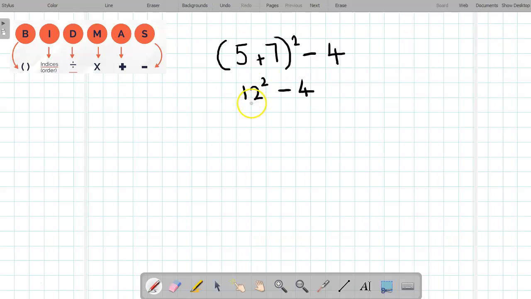Okay, 12 squared, 12 times 12, 144. Always about the times tables, these questions. Okay, 144 take away 4 gives me an answer of 140. There we go. So that one's done again. Key thing was I did my brackets first, then I did my indices, then I moved on. So it's taking it step by step and taking it slowly. Right, we're going to have a go at another one now, but I want you to have a go at it before I do.